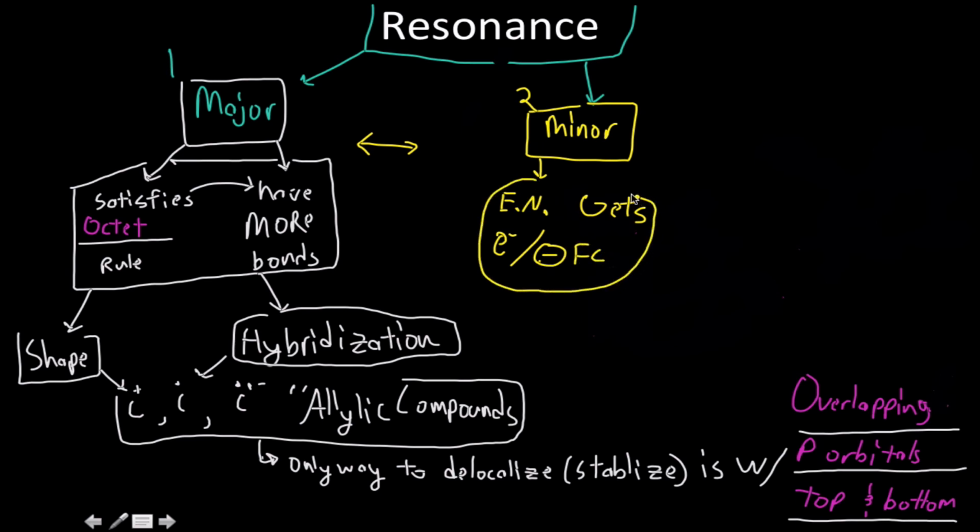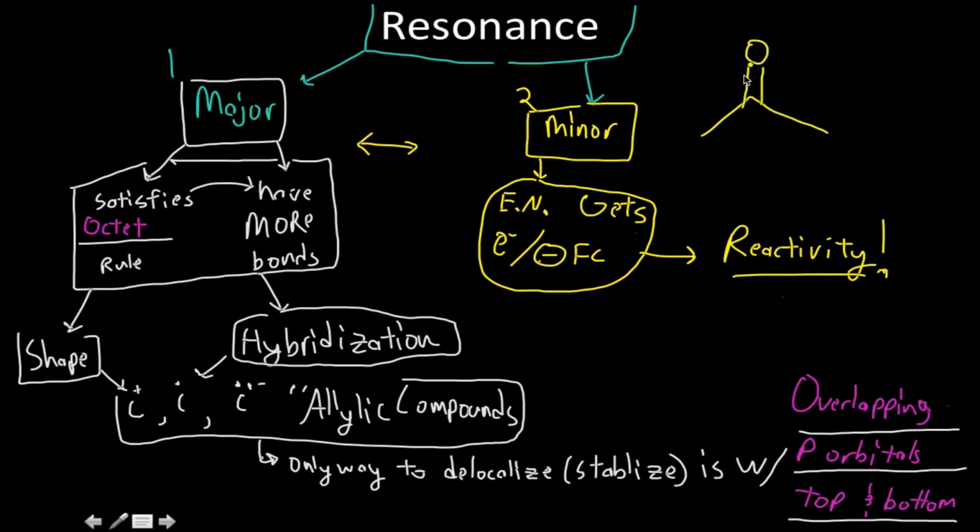And usually the minor structure, or the number 2 priority, is what determines the overall reactivity of your molecule, which is kind of crazy when you think about it. I'll use a ketone group as an example here. For this ketone, what determines the shape, the hybridization, and the structure is the major resonance structure. This is the major resonance structure.